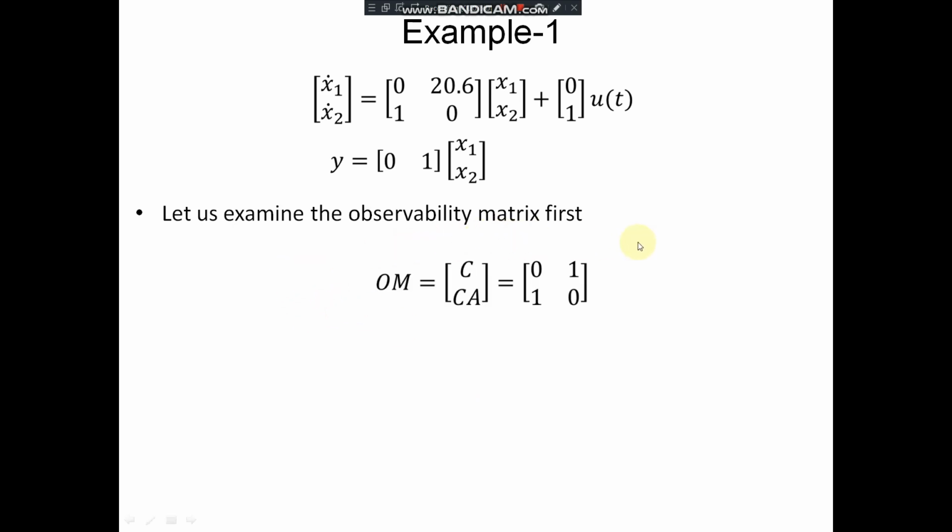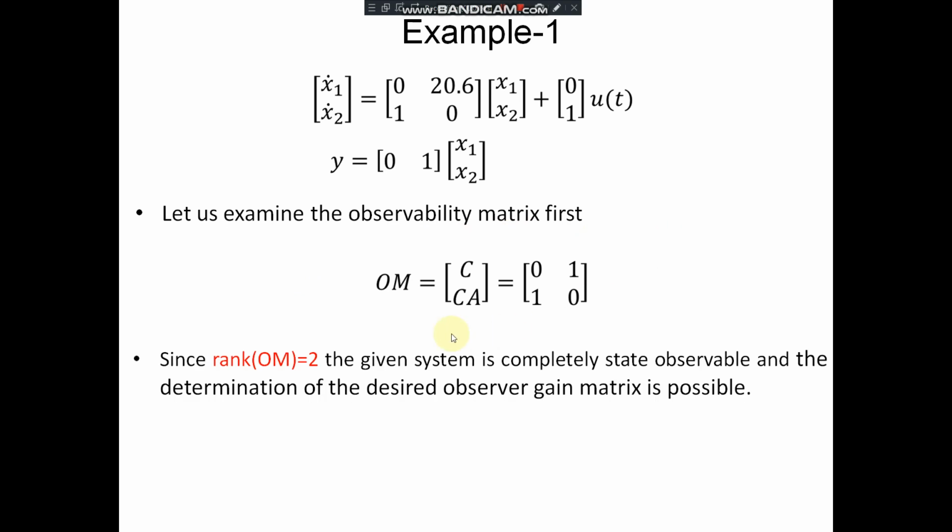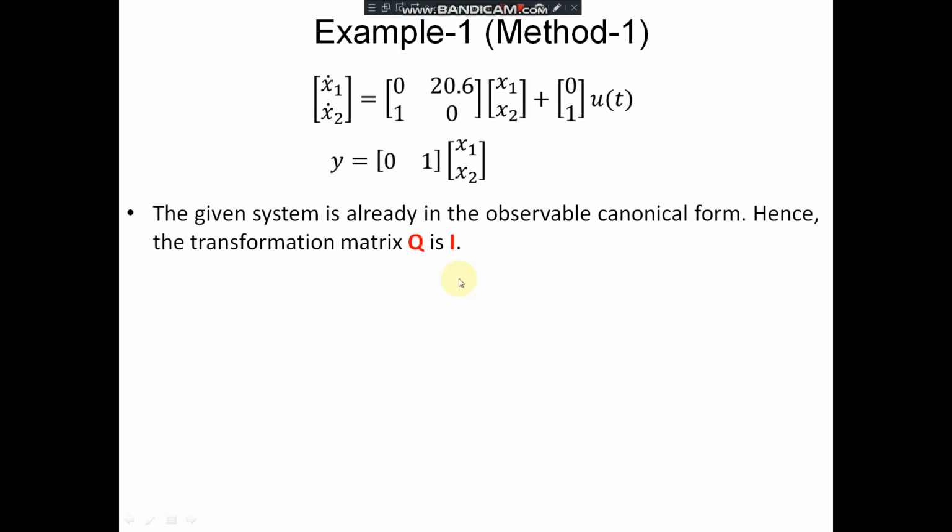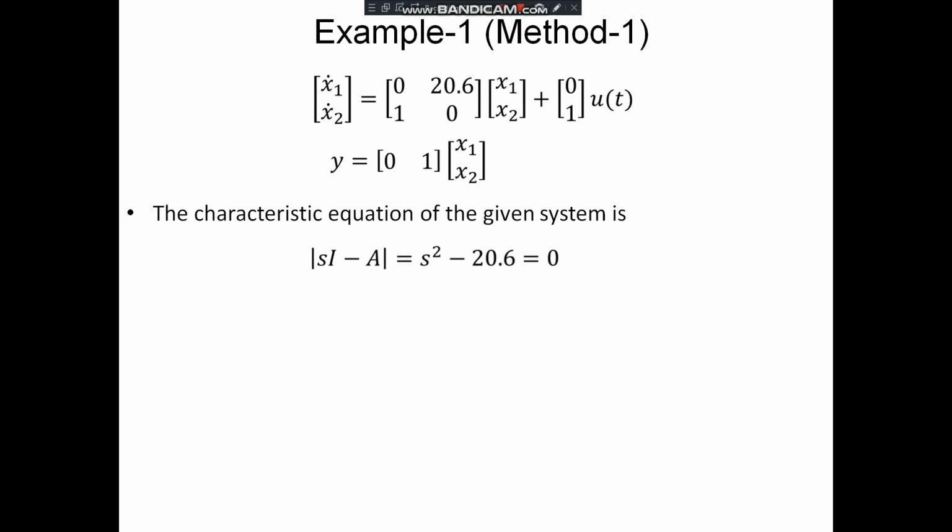So we'll examine the observability first, as it is the necessary and sufficient condition. The rank of the observability matrix is 2. Therefore, the system is completely state observable and the determination of the desired observer gain matrix is possible. As the given system is in observable canonical form, the value of Q is equal to I. If this system is not in observable canonical form, then we can use Q is equal to W into N transpose, its inverse. We can get that and substitute it as the value of Q.